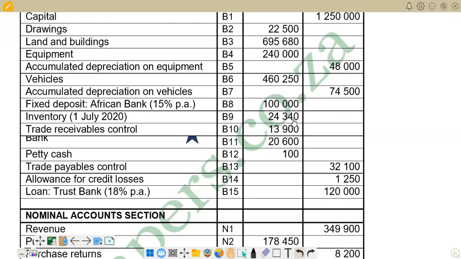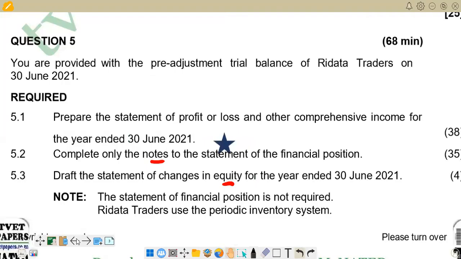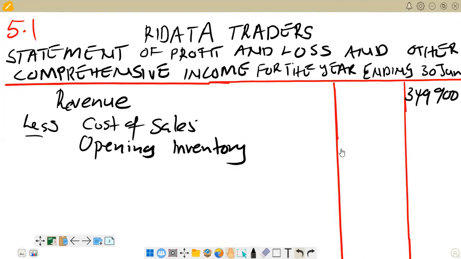That's where you are given the figure for opening. But remember, the figure for closing is given in the additional information. So you've got this one, 24,340. This is the figure that we are going to put there as our opening inventory. So we are now putting it in the other column. So we have 24,340. And then from there, we are supposed to add purchases.